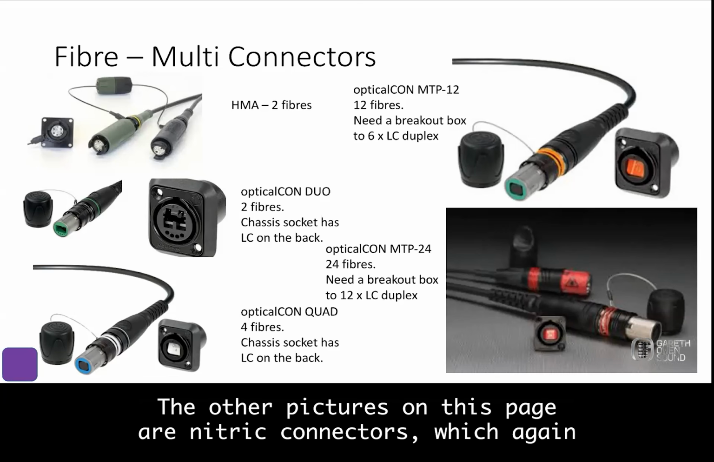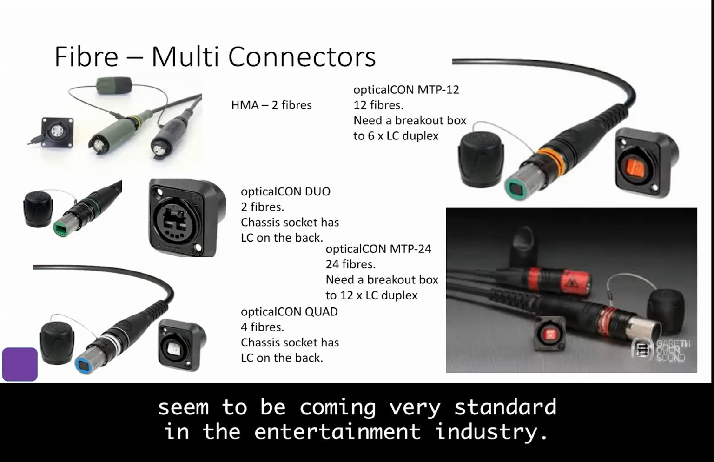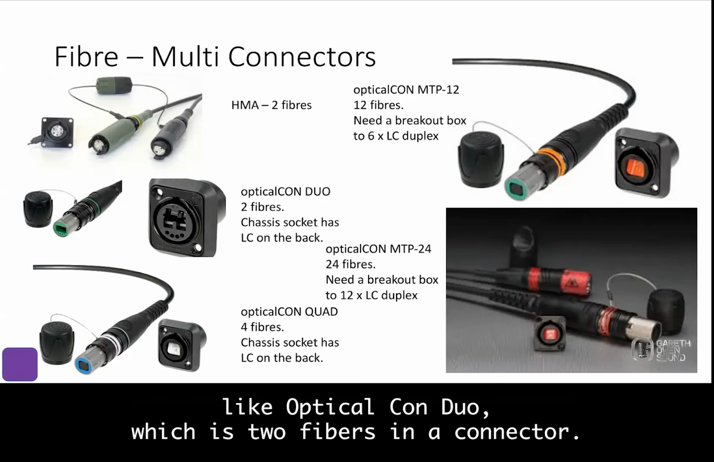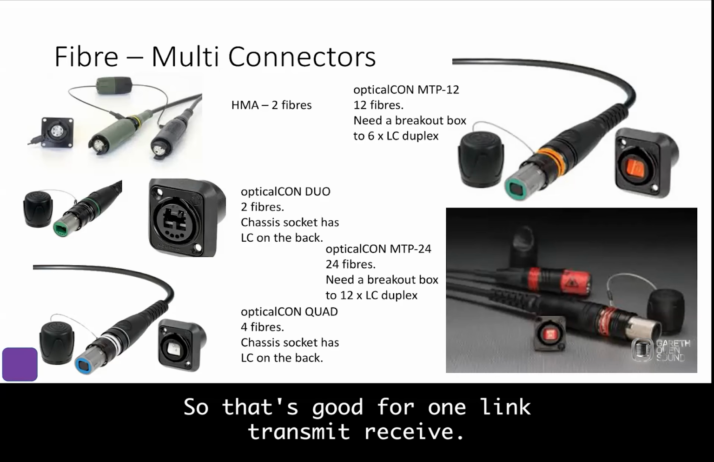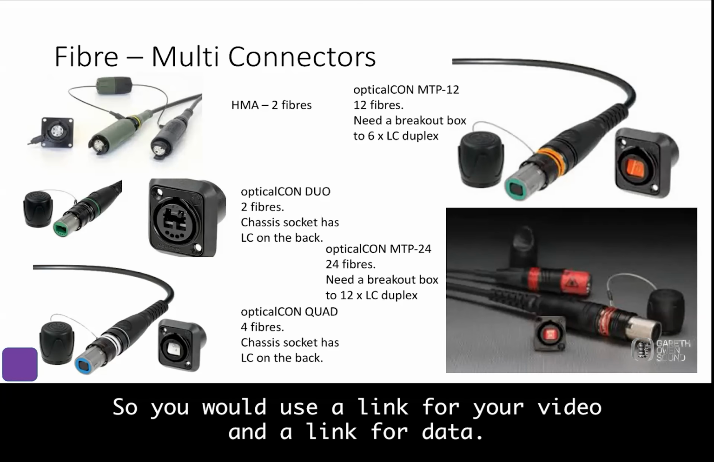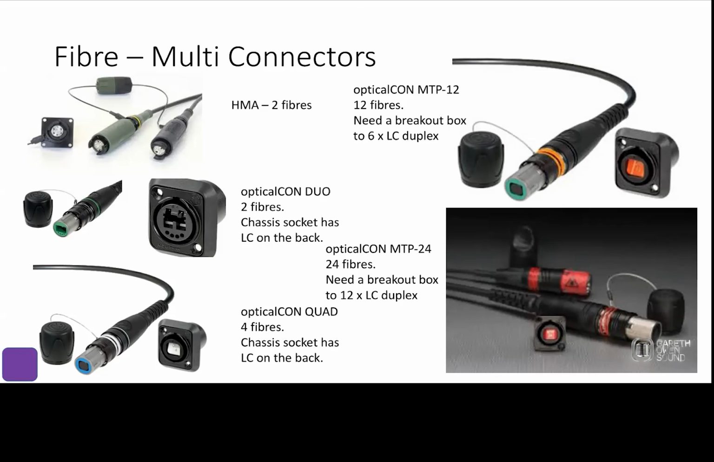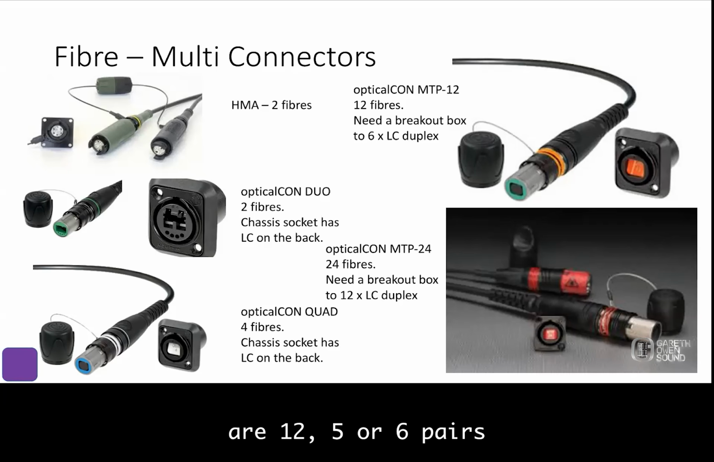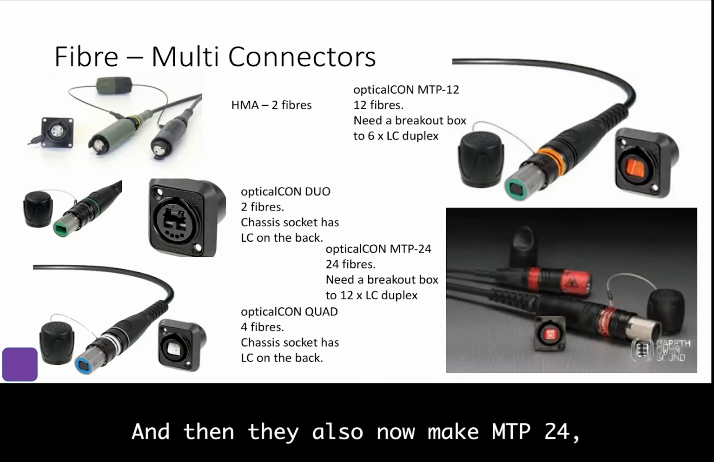The other pictures on this page are Neutrik connectors, which again seem to be becoming very standard in the entertainment industry. They've come up with very catchy names like OpticalCon Duo, which is two fibers in a connector. So that's good for one link, transmit, receive. Then you have OpticalCon Quad, which is quite popular in video because that gives you two links. So you would use a link for transmitting your video and a link for data. And then the bigger multi-cores nowadays are 12 fibers or 6 pairs, which is called MTP12. And then they also now make MTP24, which is 24 fibers or 12 pairs.